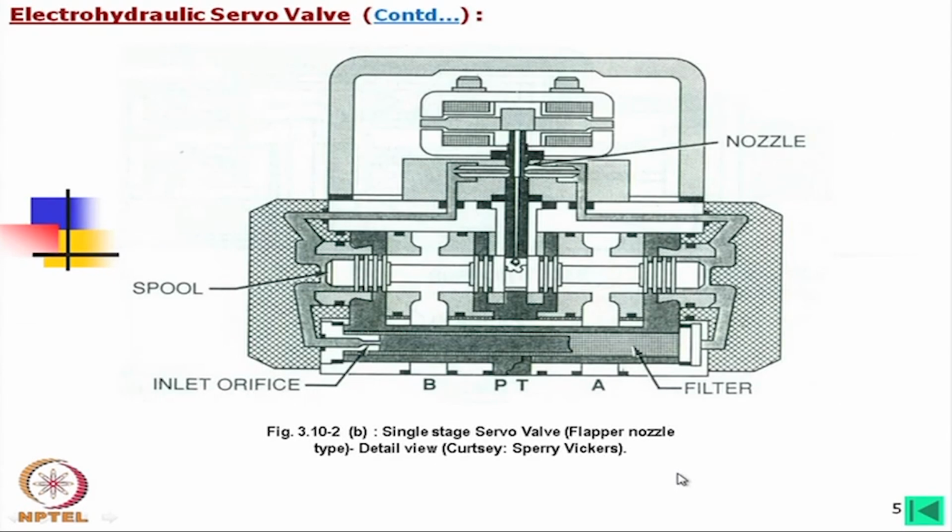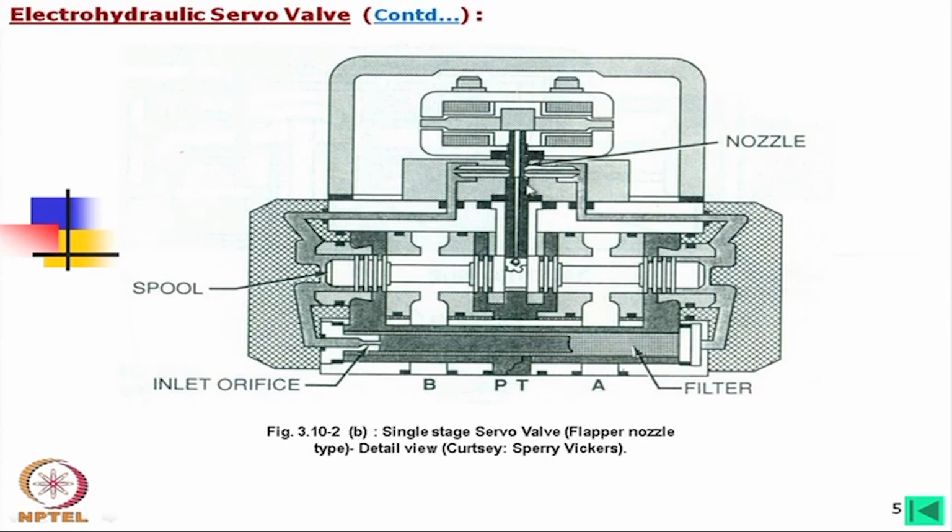Now, this is a more detailed view of such a single stage servo valve. Here we find that this is the drive system and this is the feedback system, but this is only one stage. In many cases you will find this much is required for the pilot stage, and then the flow going to A and B is connected to the two ends of another spool valve, which is the actual flow control valve.